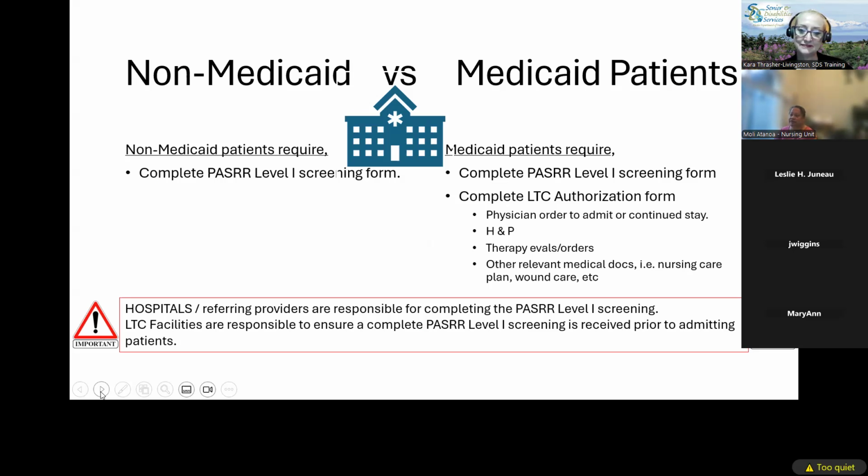The level 1 screening will need to be submitted to us with the long-term care authorization form and the usual relevant medical documentation that will be reviewed, and an authorization for admission or for continued stay will be issued to the facility.